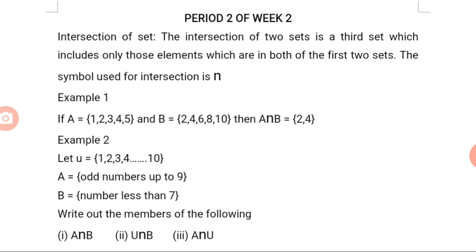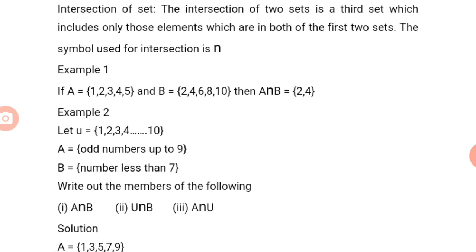If you look at set A, you will see that set A has 2 and set B also has 2 as their elements. You also see that 4 is in set A, 4 is in set B. Other elements apart from these two cannot be found in both sets. So it means that it is only 2 and 4 that are common to both sets A and B, and that is their intersection. So A intersection B will be 2 and then 4.